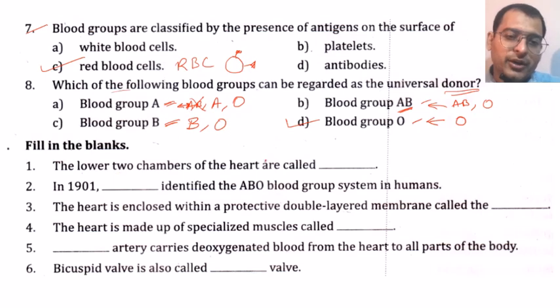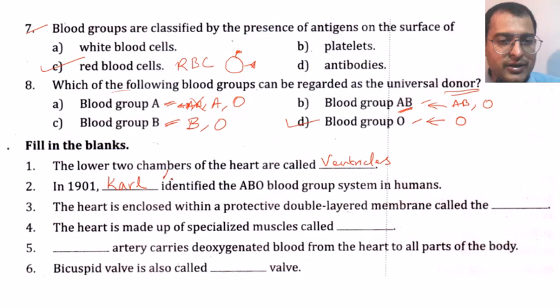The lower two chambers of the heart are called ventricles. In 1901, Karl Landsteiner identified the ABO blood group system in humans.